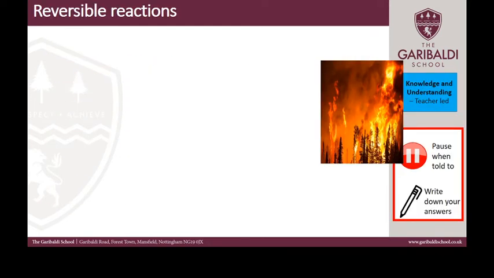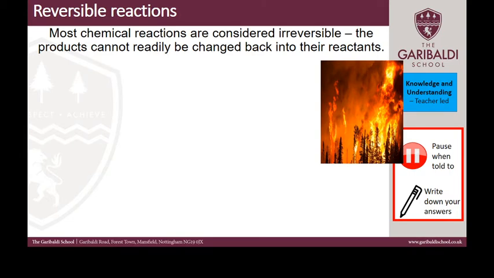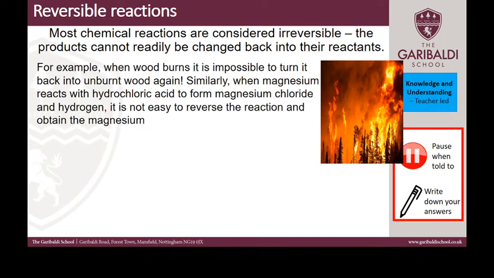Reversible reactions. Most chemical reactions are considered as irreversible, which means any products that are made cannot be easily or readily changed back into their reactants. An example is, if you have a look, when you burn wood, it is impossible to turn it back into unburnt wood again. And one experiment that you might see in class is when magnesium reacts with hydrochloric acid. So it forms magnesium chloride, remember, metal salt, plus hydrogen. It's not easy to reverse the reaction and obtain the pure magnesium again.